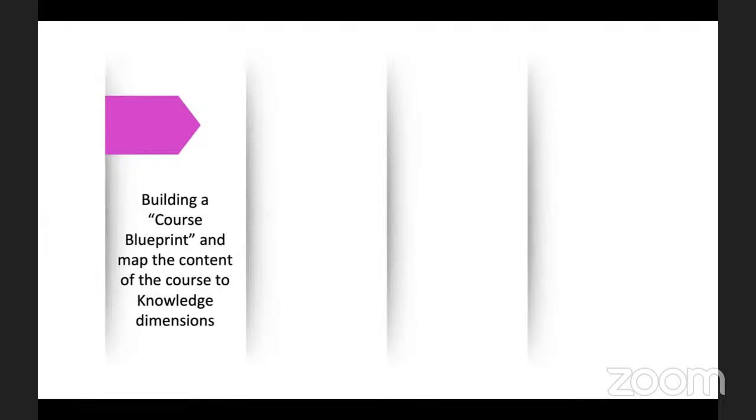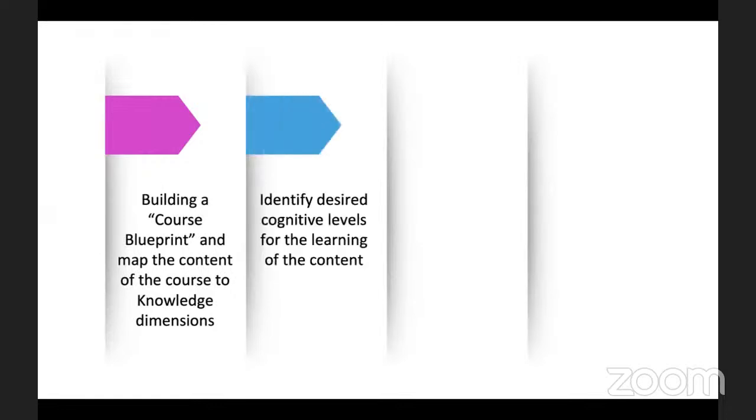So what is a course blueprint? It is actually a model that we are going to design in which you will be able to create a hierarchical structure of your content and identify the knowledge dimensions associated with this content. Then there is a big question to address after that. Once you identify the knowledge dimension, what is the desired level of cognition? And this desired level of cognition is a very important part of your course blueprint designing.